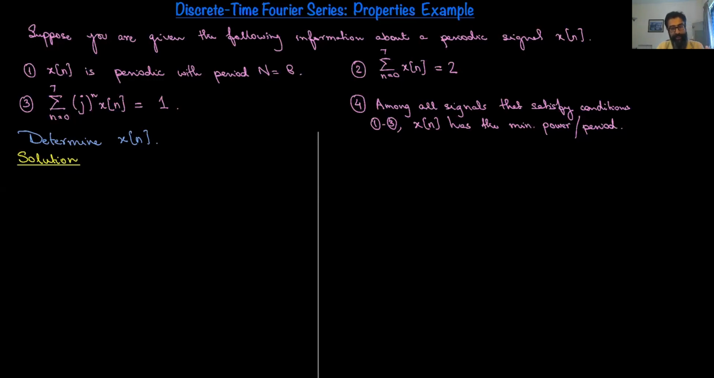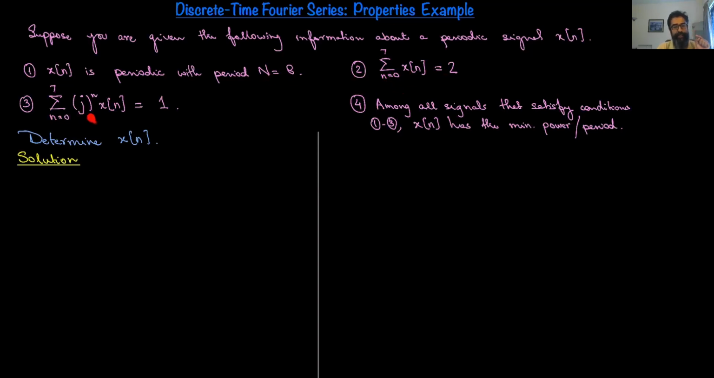You're given a periodic signal x of n, and the information that's given to you about the periodic signal is these 4 points. The first thing is that the signal is periodic, of course, with a period of capital N equals 8 samples. That's the first information given to us. The second is that if I sum the signal over one period, that sum is going to be equal to 2.